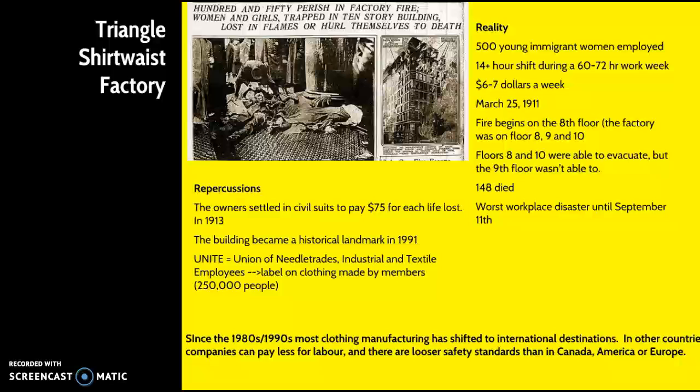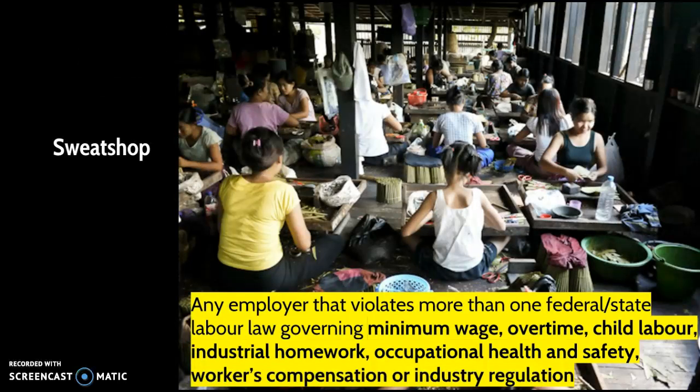The major change from this was that people started unionizing, and trying to keep each other safe. Another thing that happened was that a lot of North American companies ended up moving internationally because working conditions had to be better. So since the 80s and 90s, a lot of clothing manufacturing has shifted to international destinations because companies can pay less for labor and there are looser safety standards than in Canada, America, or Europe.